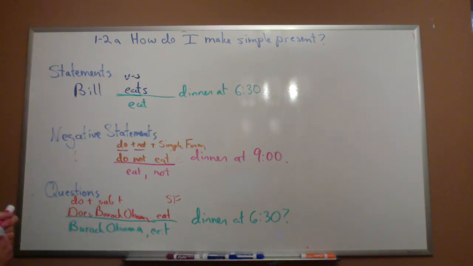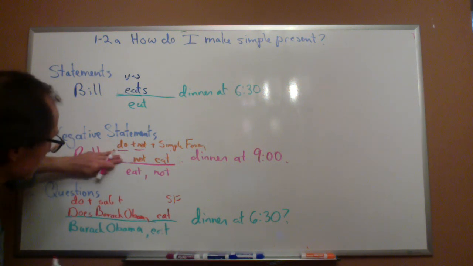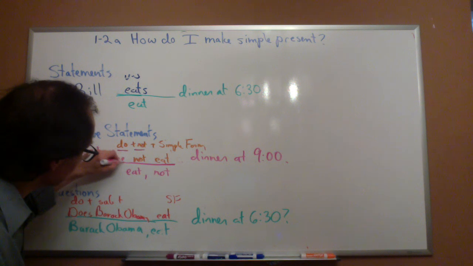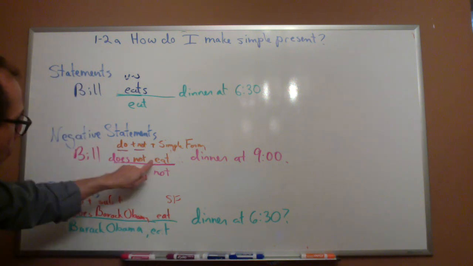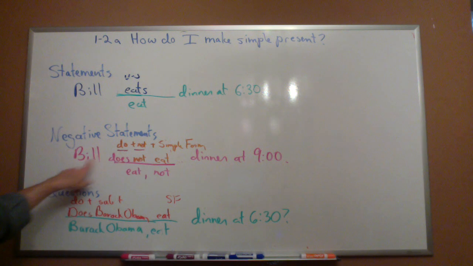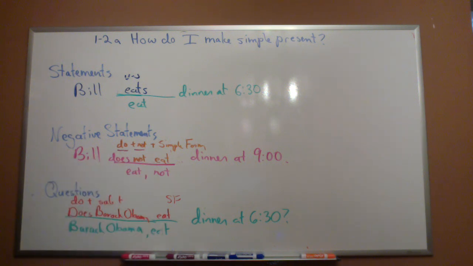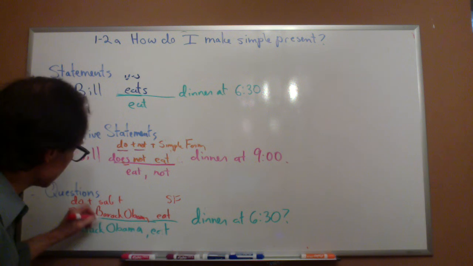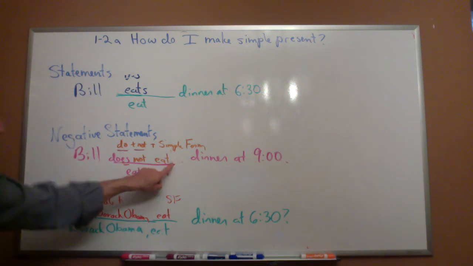Let me point out something else here too. So let's say, this is about Bill, and I'll say Bill does not eat dinner at 9. Another way you can think about why no S on eat? It's a he. Why no S? Another way you can think about that is to think, oh, the S is here on does. So the S is here, so I don't put it there.